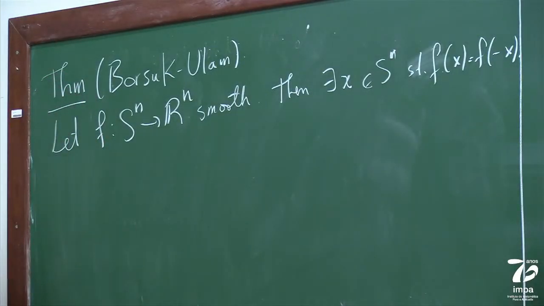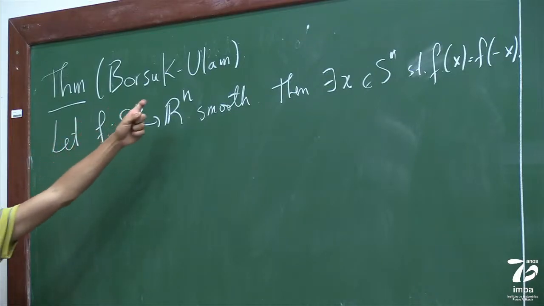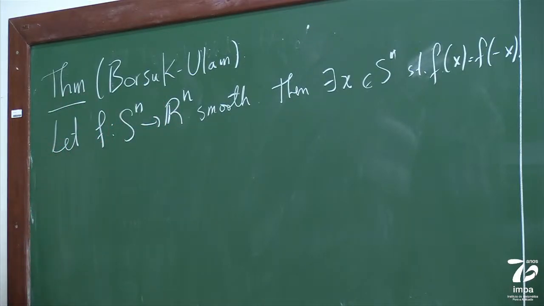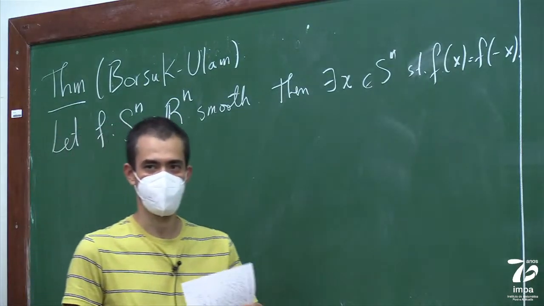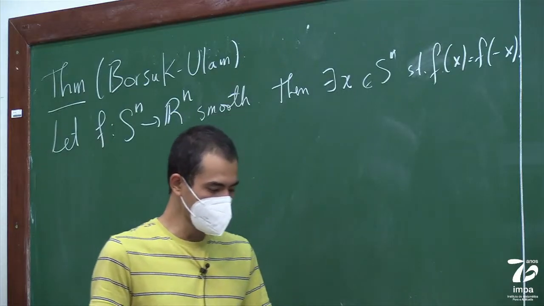Or if you take the equator, for example, there are always 2 antipodal points on the equator that have the same temperature, because that's a circle. But then you can only get one thing to be the same. Getting 2 things would not work. That's not true. Okay, so what's the proof of that?